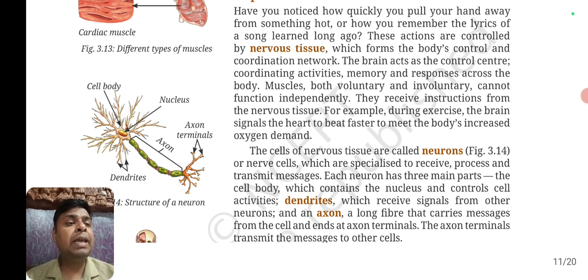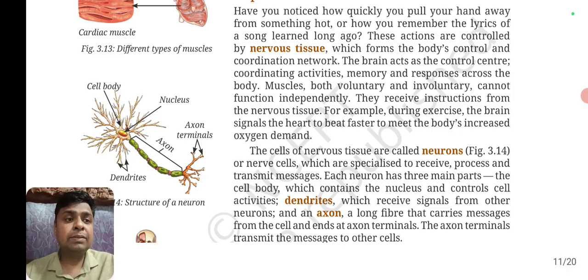For example, during exercise, the brain signals the heart to beat faster to meet the body's increased oxygen demand. Now when you exercise, you require more energy. More energy means faster respiration. Faster respiration means faster breathing. So that is the chain of events that may occur. Brain controls everything.